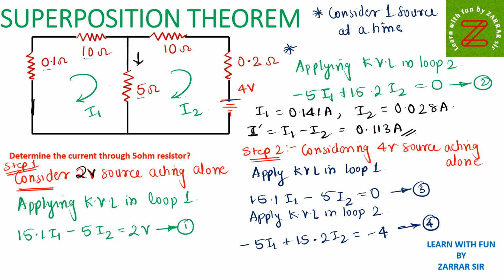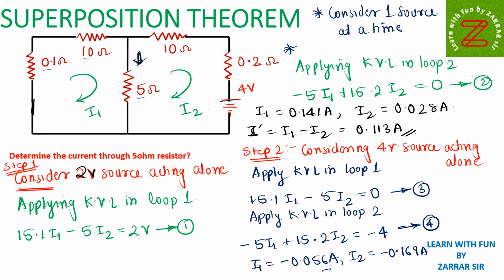Now if you solve this equation number 3 and 4 simultaneously, you will get the value of I1 and I2. So I'll get I1 value as minus 0.056 ampere. Okay, and you will get I2 as minus 0.169 ampere. Okay, what is your current flowing through 5 ohm resistor? It is I1 minus I2 again.